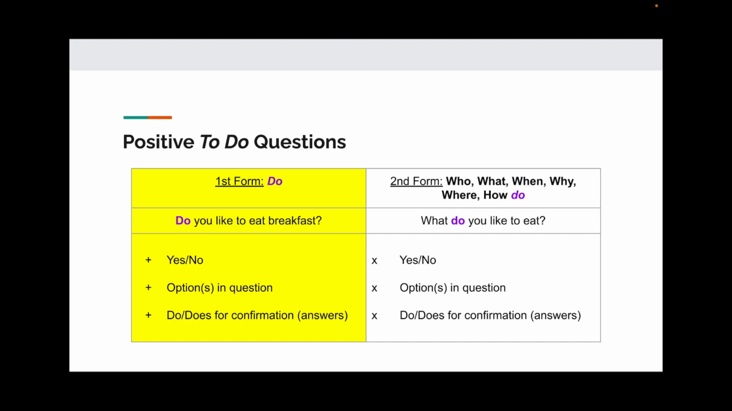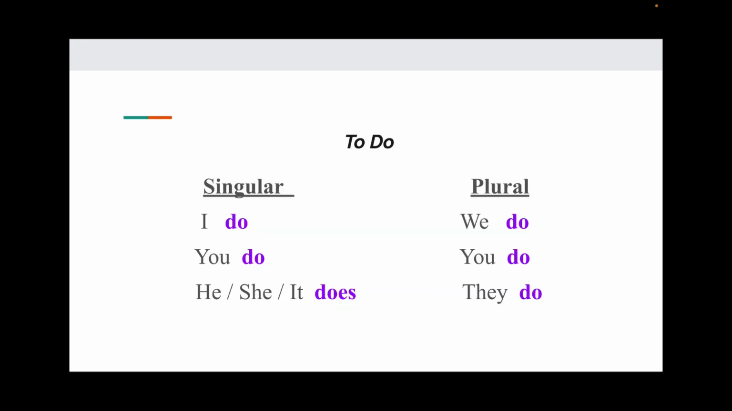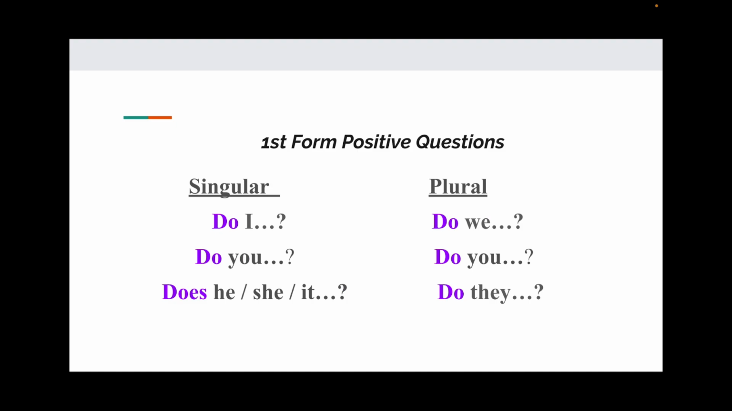And so I think it's important to talk about the first and second forms more in detail. But before we do, let's look at some conjugations. And so here we have to do in the simple present tense and its conjugated forms. And then here we have sort of the same organization or chart, except we put do or does to make a question out of our pronouns.